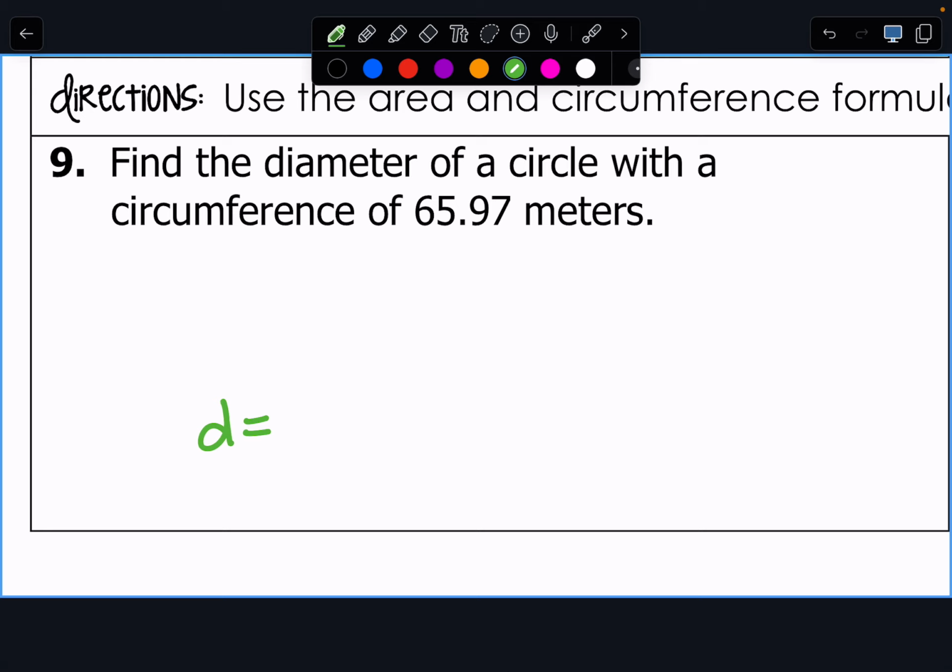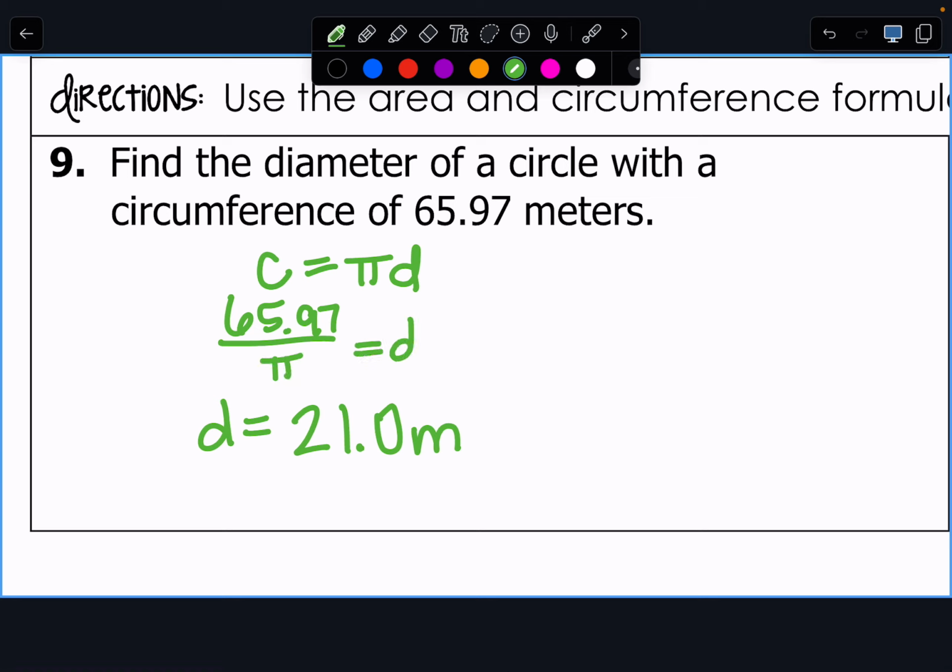Josh, what do you have for the diameter? 20.9. Do we agree with 20.9? I would say probably 21.0 if we were rounding. Okay, now, how did he find that? Lucas? If circumference is pi times diameter, then we can take our circumference and divide it by pi to get our diameter.